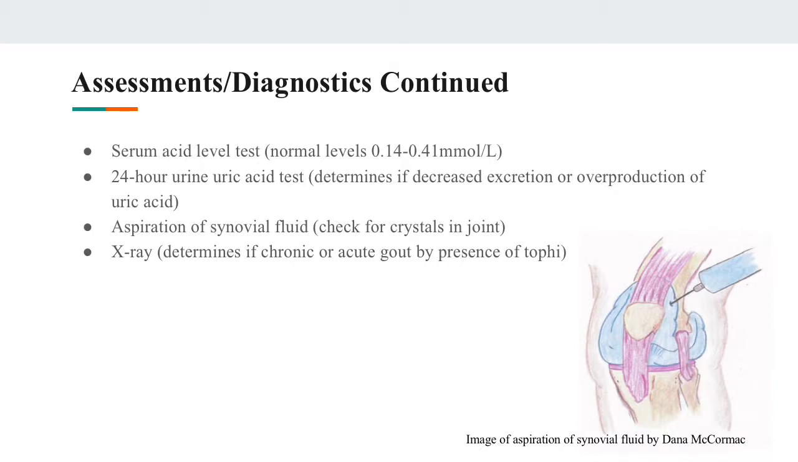Lastly, an X-ray can be completed. During the acute gout phase, there would be no changes seen. However, during the chronic gout phase, there would be tophi shown as eroded areas in the bone.